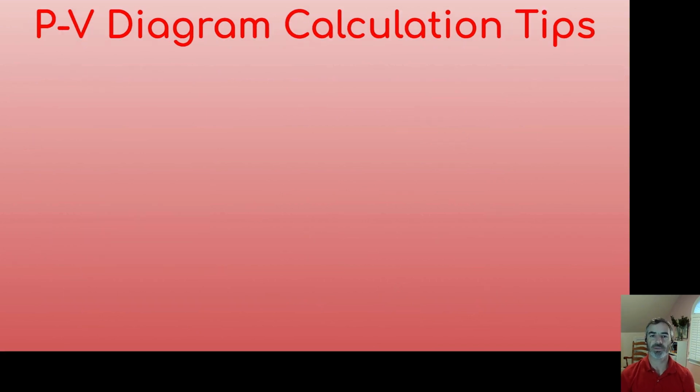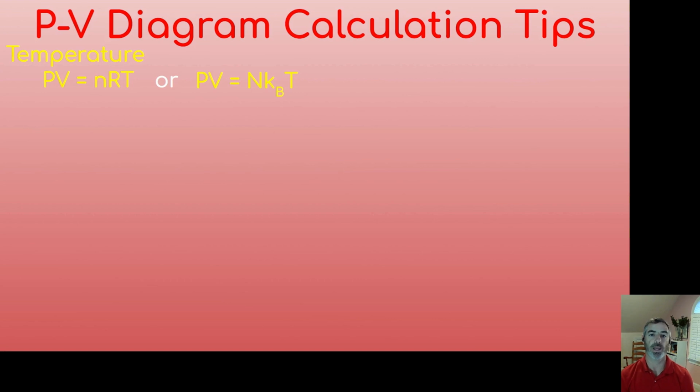So let's look at some tips that we kind of went through to recap everything that we did in this presentation. So the first thing we did is we talked about calculating temperature. So if you're calculating temperature, we can use one of our ideal gas laws to calculate the temperature at any point, as long as we know the pressure, volume, and number of moles, or pressure, volume, and number of molecules. We can use these two equations to calculate the temperature.